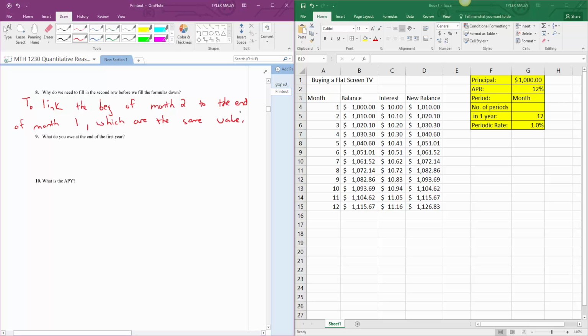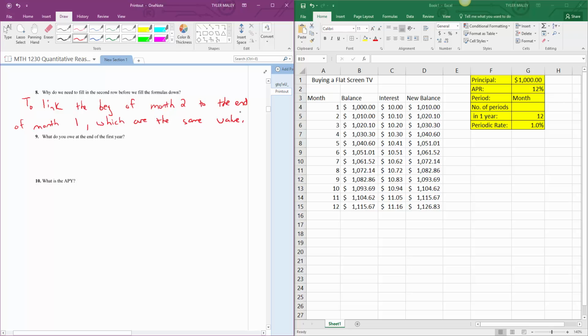When you're doing a table in this fashion, like an amortization table, it's important to do the first 2 periods, so that we can link the end of the first period to the beginning of the second period, because those values are going to be the same. So that's what we're demonstrating.